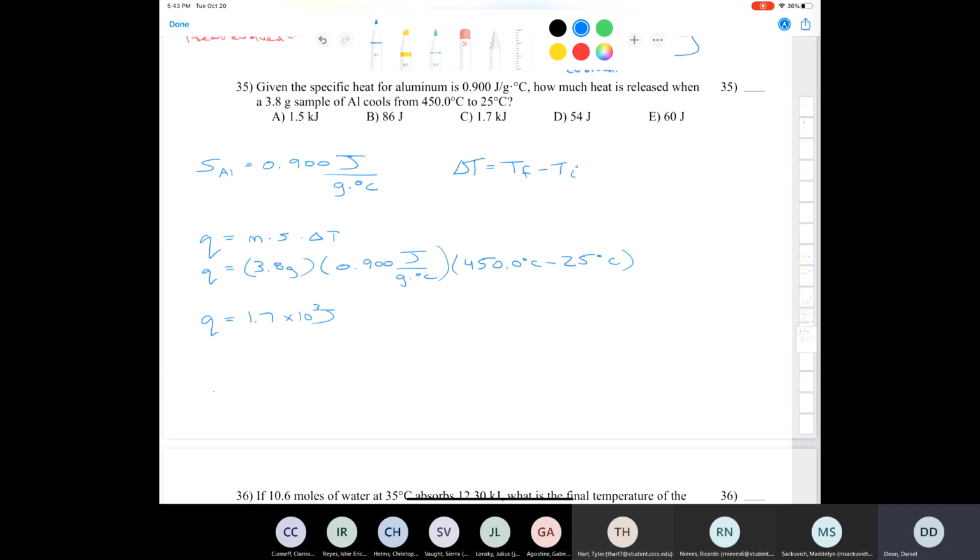And you notice that that isn't one of the answers, but you see that a couple of the other answers are listed in kilojoules. And we know that in 1,000 joules, we have 1 kilojoule. Joules cancel out, and I'm left over with my final answer, which would be 1.7 kilojoules, and that is an answer. It is C, 1.7 kilojoules.